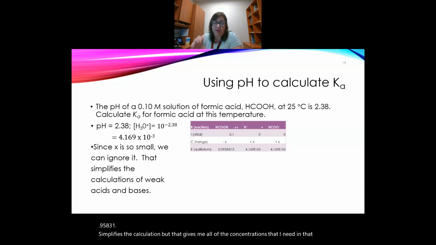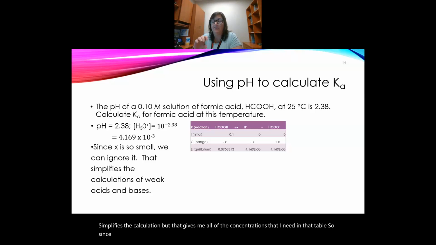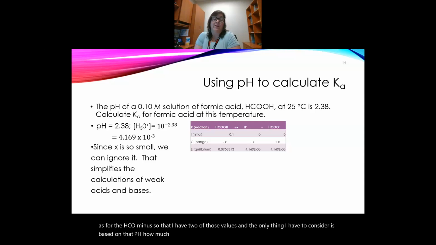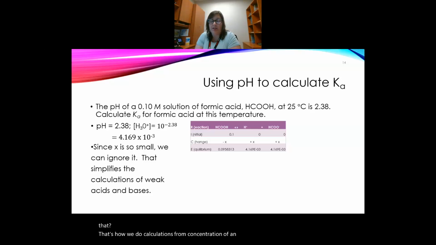Since it's effectively given me X to start, and I know that the X for the H plus has to be the same as the X for the HCOO minus, I have two of those values. The only thing I have to consider is, based on that pH, how much of that acid is dissociated, and therefore what value I have from that. So that's how we do calculations from the concentration of an acid and a pH that's given to us. We can then calculate Ka from those things.